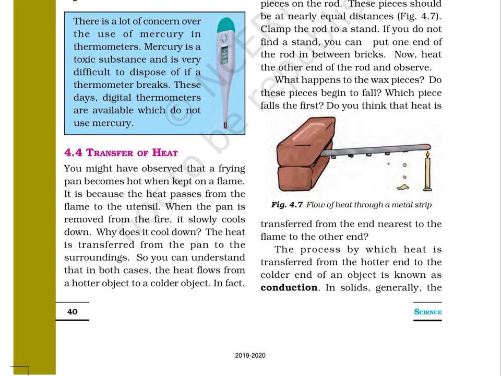What happens to the wax pieces? Do these pieces begin to fall? Which piece falls the first? Do you think that heat is transferred from the end nearest to the flame to the other end? Figure 4.7. Flow of heat through a metal strip. In this figure, we can observe a rod between two bricks. A lit candle is kept beneath the other end of the rod. The wax pieces on the rod are melting.